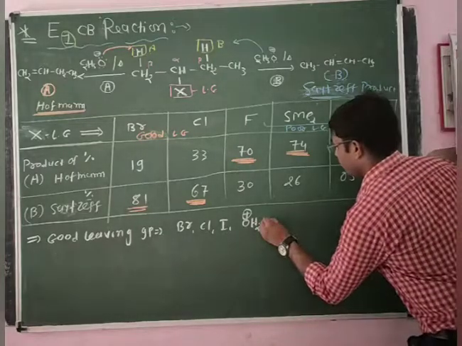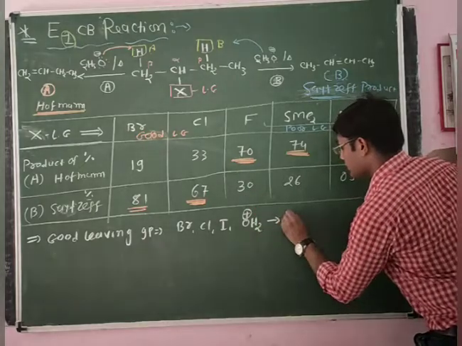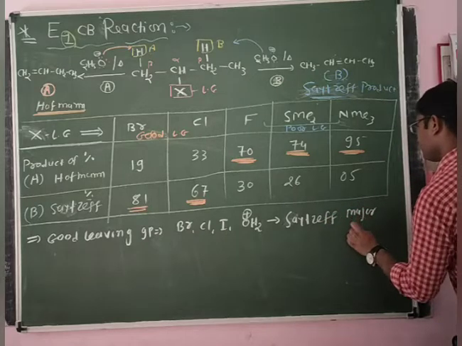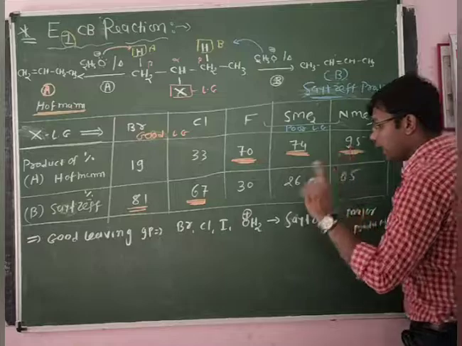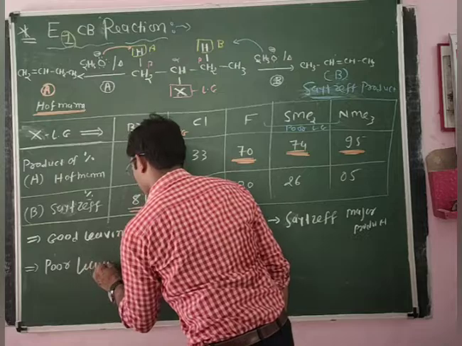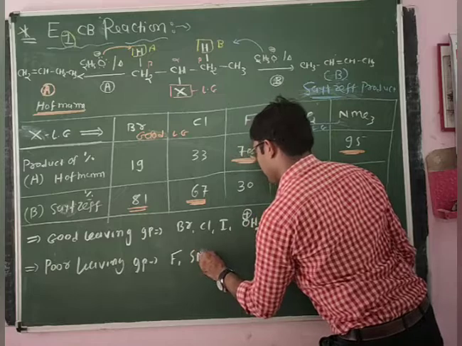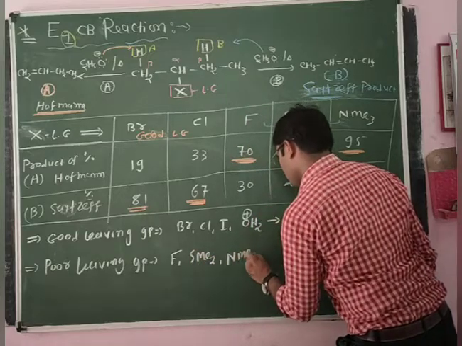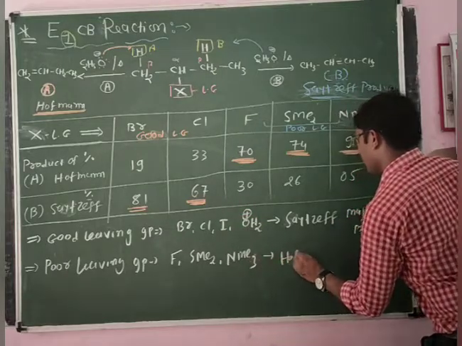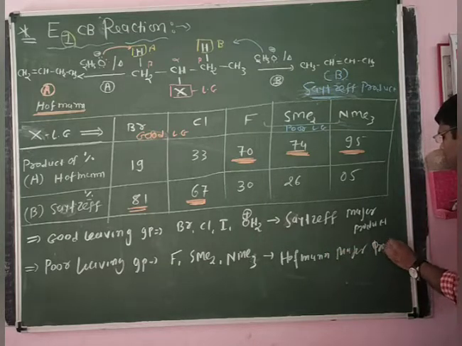then we get the Saytzeff major product. And if we have a poor leaving group like fluorine, SMe2, NMe2, NMe3, sorry, then we get the Hofmann major product. Hofmann major product.